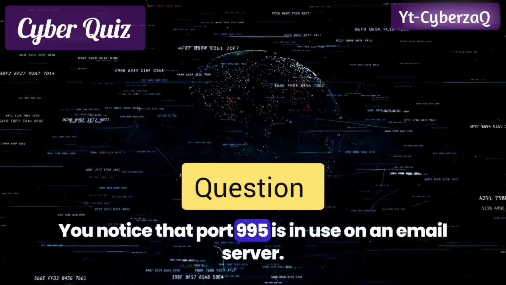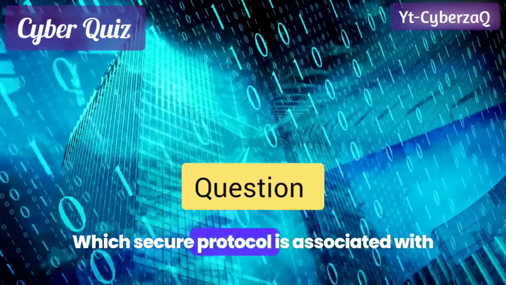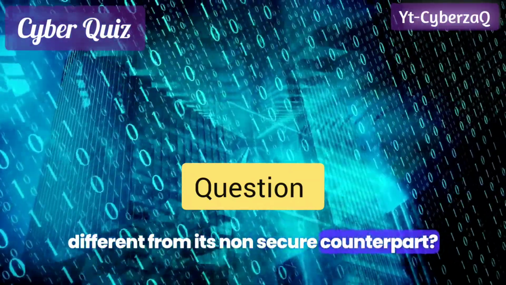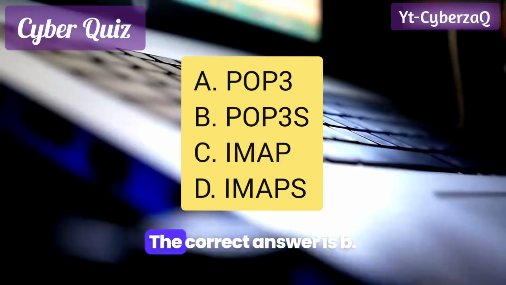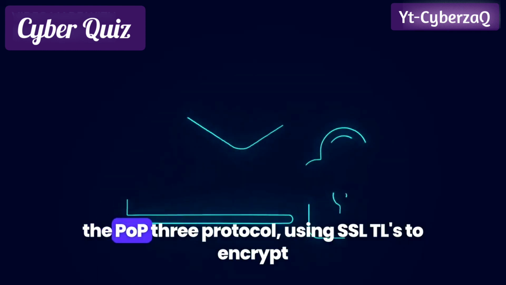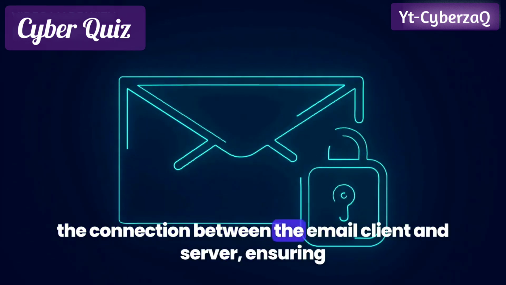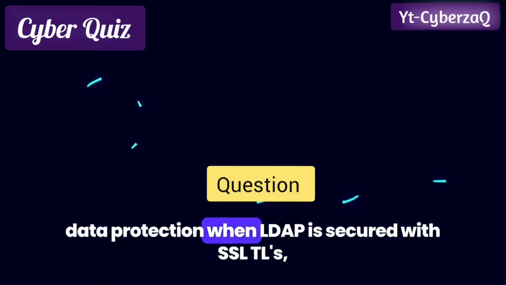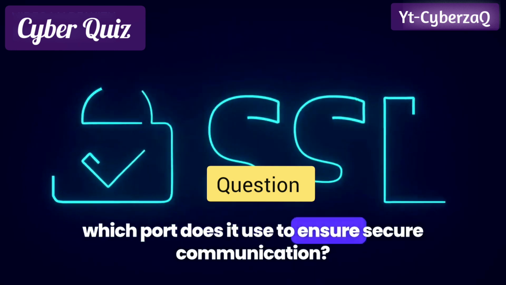You notice that port 995 is in use on an email server. Which secure protocol is associated with this port, and what makes it different from its non-secure counterpart? The correct answer is B, POP3S. This is the secure version of the POP3 protocol, using SSL/TLS to encrypt the connection between the email client and server, ensuring data protection. When LDAP is secured with SSL/TLS, which port does it use to ensure secure communication?